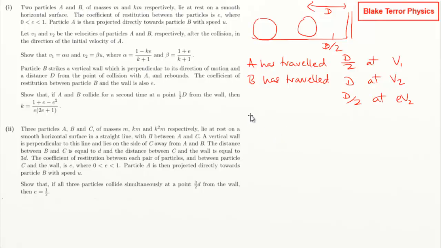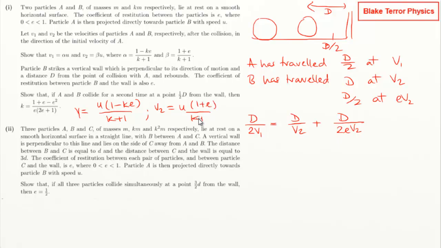So that means d over 2v1 is going to be equal to d over v2 plus d over 2ev2. Right, so I just need to stick in, I know what v1 and v2 are, so let's just write those out again. So v1 is alpha times u, so that's u(1 minus ke) over k plus 1, that was v1, and v2 is equal to u times (1 plus e) over k plus 1.